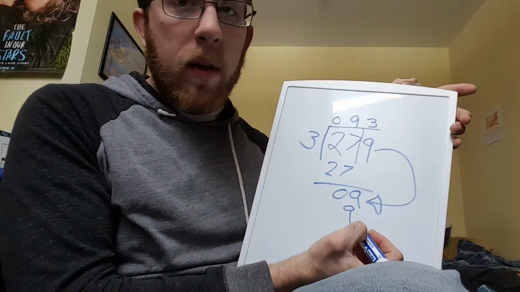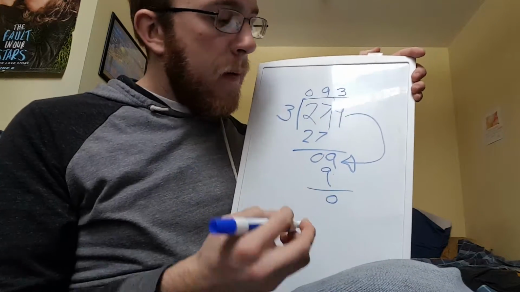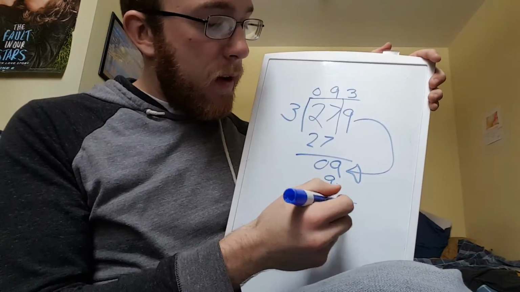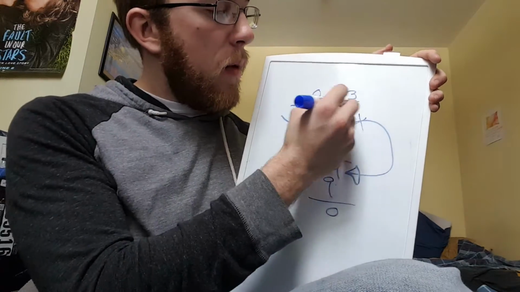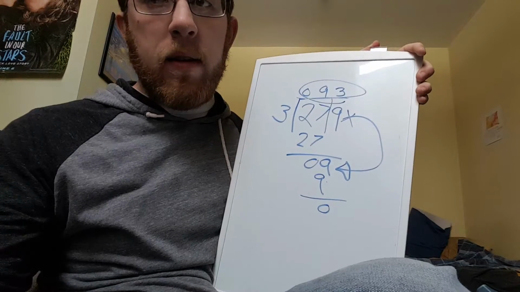And then you do your fun little subtraction. All right. So now you have your 0. There's nothing else to bring down. You have 93 as your answer. Simple, sweet, good to eat.